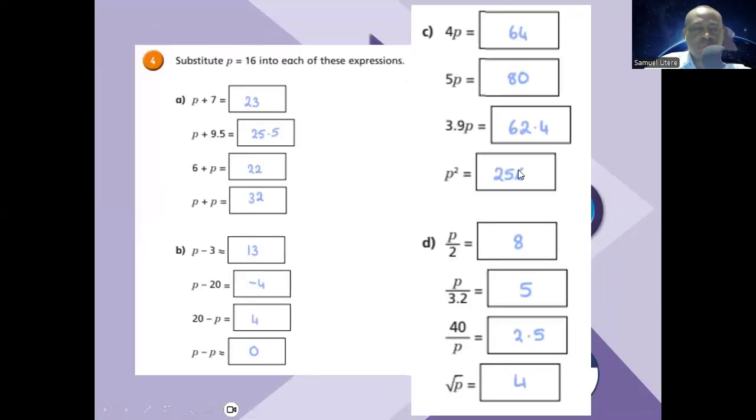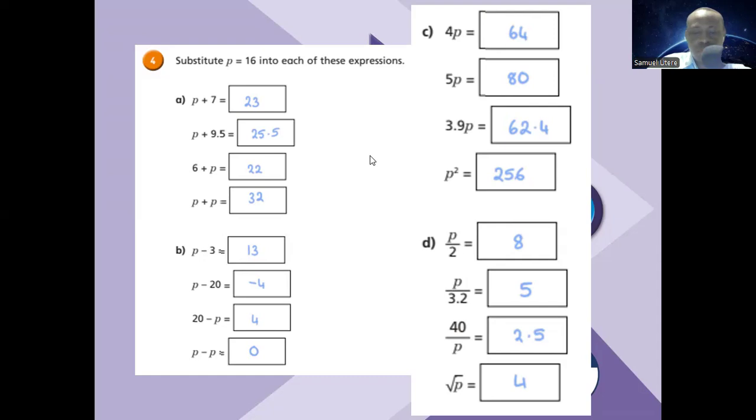So this is the answer for question 4. Okay, so for question 4a, you're simply substituting the value 16. So p plus 7 would simply be 16 plus 7. p plus 9.5 will simply be 16 plus 9.5. 6 plus p will simply be 6 plus 16. And then p plus p will simply be 16 plus 16. For b, p minus 3 will simply be 16 minus 3.